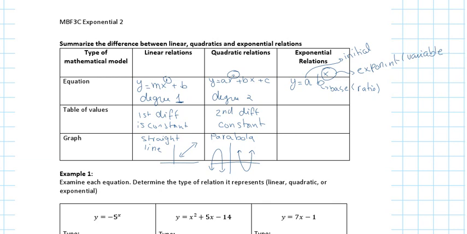So an example would be y equals 10 times 3 to the power of x. 10 represents my initial value. B is my base, which is 3. And what's my exponent? X, which is the variable. So if your exponent is a variable, which you don't know, then you know it's exponential. Does that make sense?